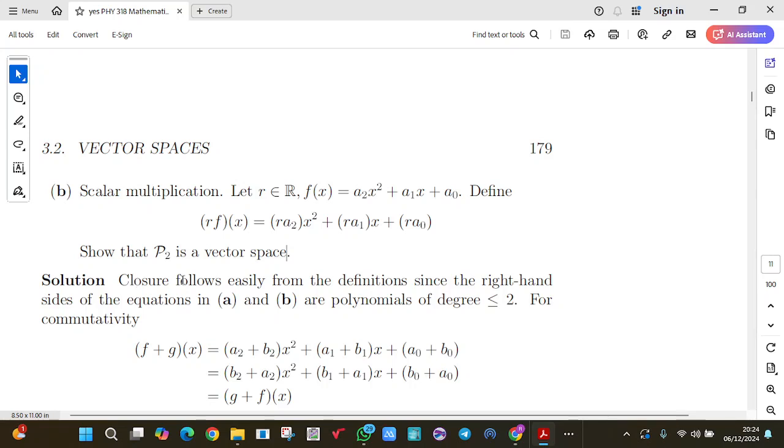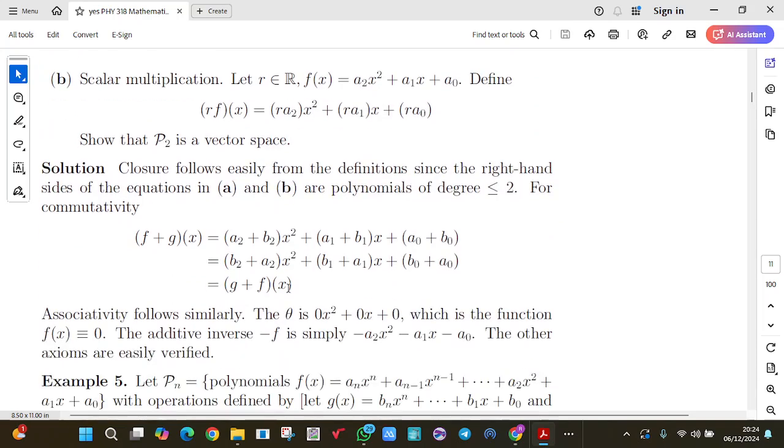Okay, now there's another thing. Closure follows easily from the definition, since the right hand side of A and B are all polynomials of degree equal to 2 or less than 2. Then this is the commutative one.